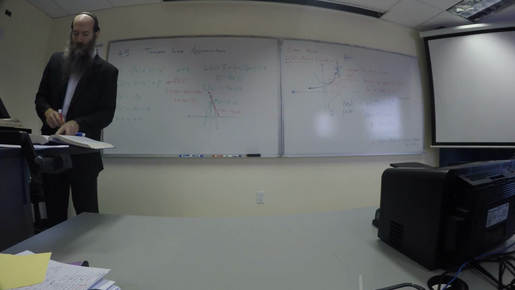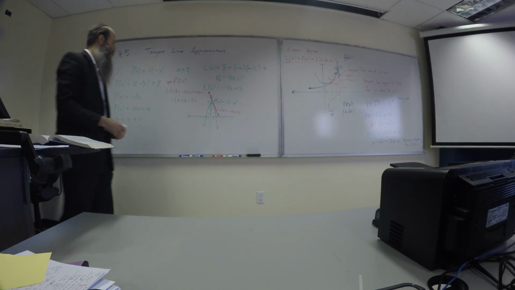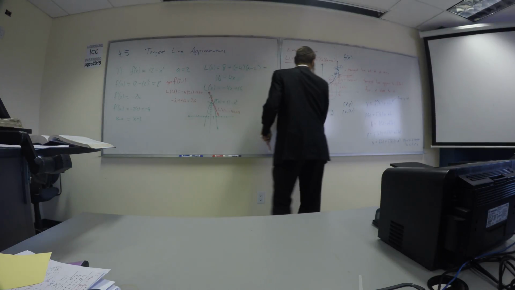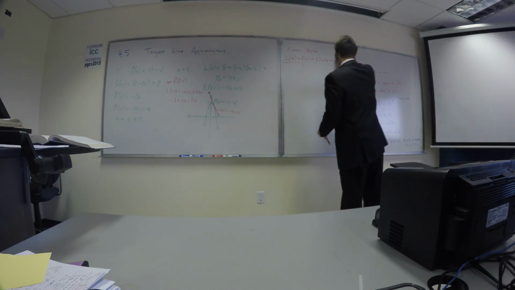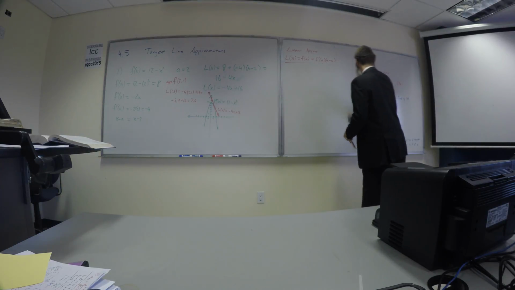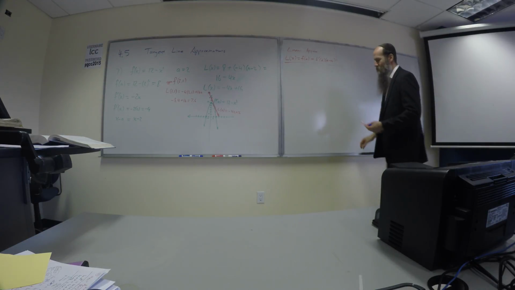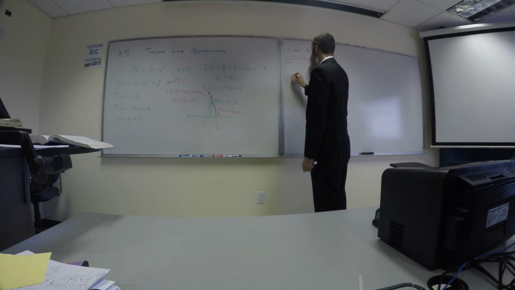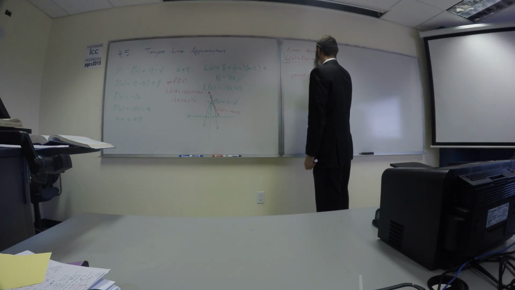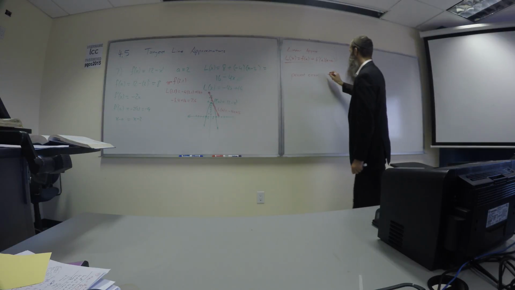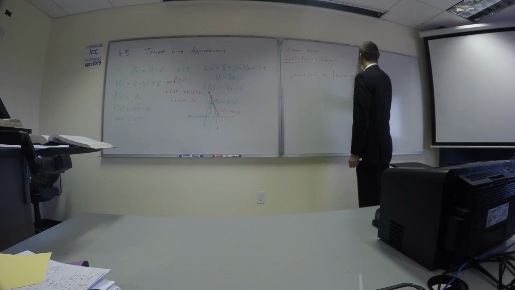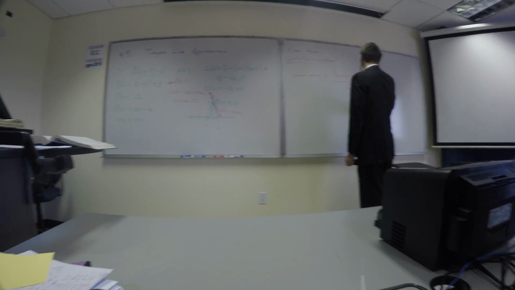Compare the percent error in your approximations. Okay? So percent error instead of actual error. What is percent error? Percent error is actual minus approximate, over actual, times 100.